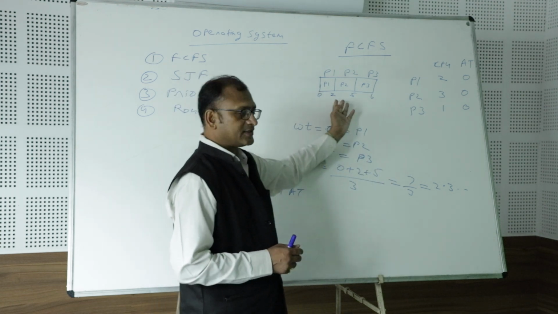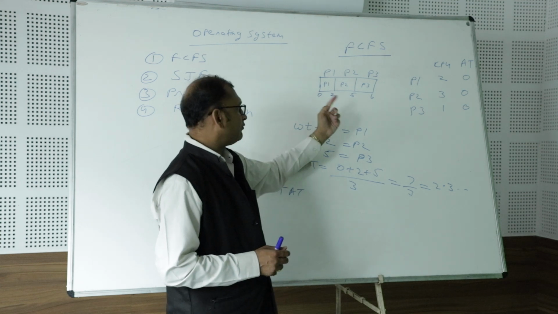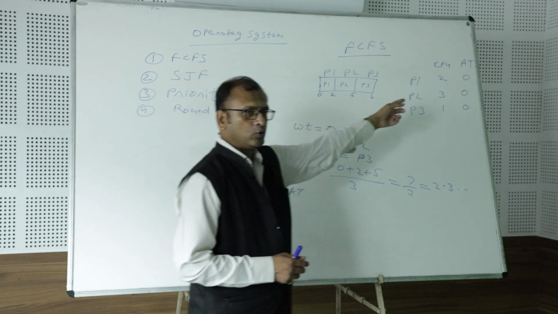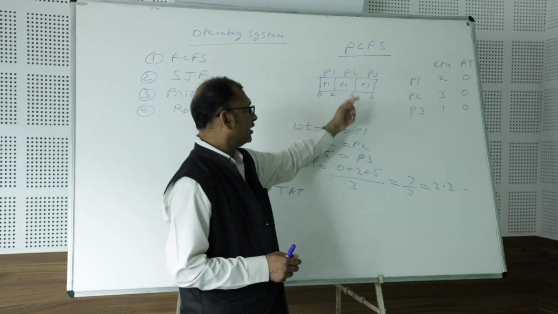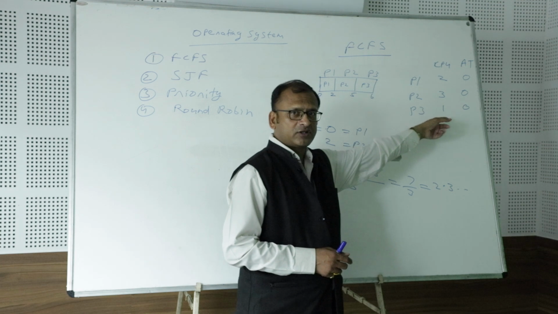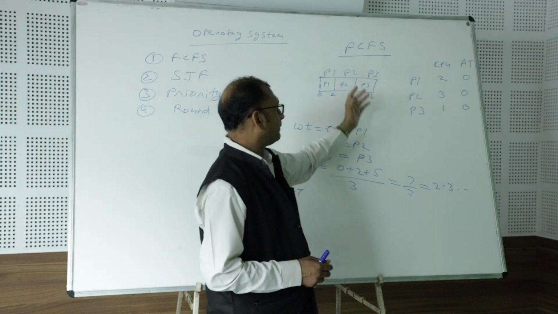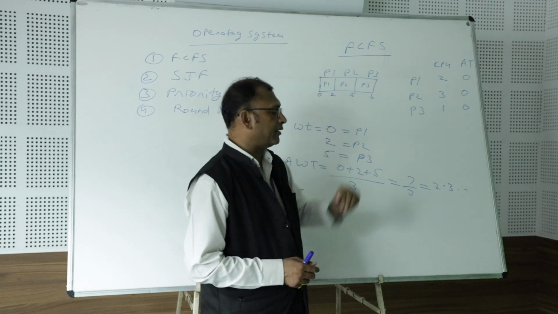So let us see, this is our ready queue. We have scheduled the process P1 first. It will require 2 units time interval, so from 0 to 2 we have got process P1 executed. Then P2 will be executing from 2 to 5 because it has got 3 units time interval, and P3 has got 5 to 6, that is 1 unit time interval.